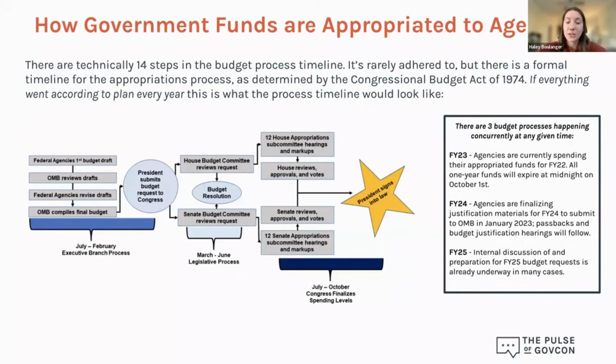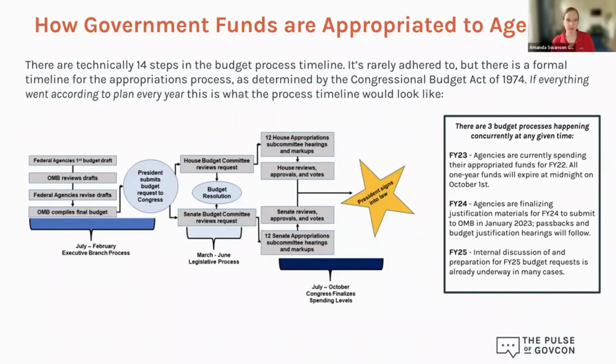And there are 3 budget processes happening concurrently at any given time. For fiscal year 2023, we have agencies currently spending their appropriated funds for 2022, where all one-year funds will expire at midnight on October 1st. For fiscal year 2024, agencies are finalizing justification materials to submit to OMB in January 2023. Passbacks and budget justification hearings are to follow. And for fiscal year 2025, internal discussion of and preparation for budget requests is already underway in many cases and being talked about.